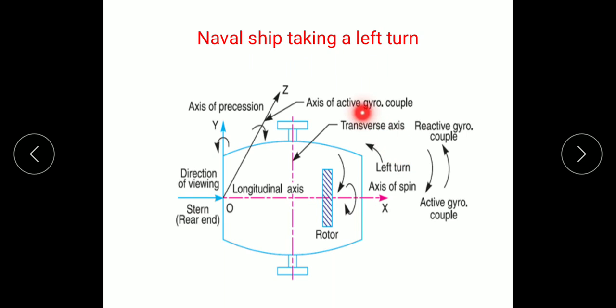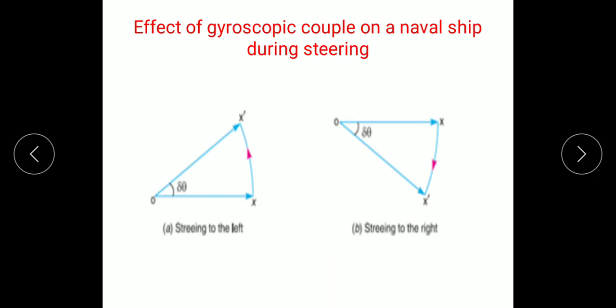So this is the left turn position. Okay, this is the left turn position. This is active gyroscopic couple, reactive gyroscopic couple. Okay, all these terms we know. Next, this is the effect of gyroscopic couple on a naval ship.